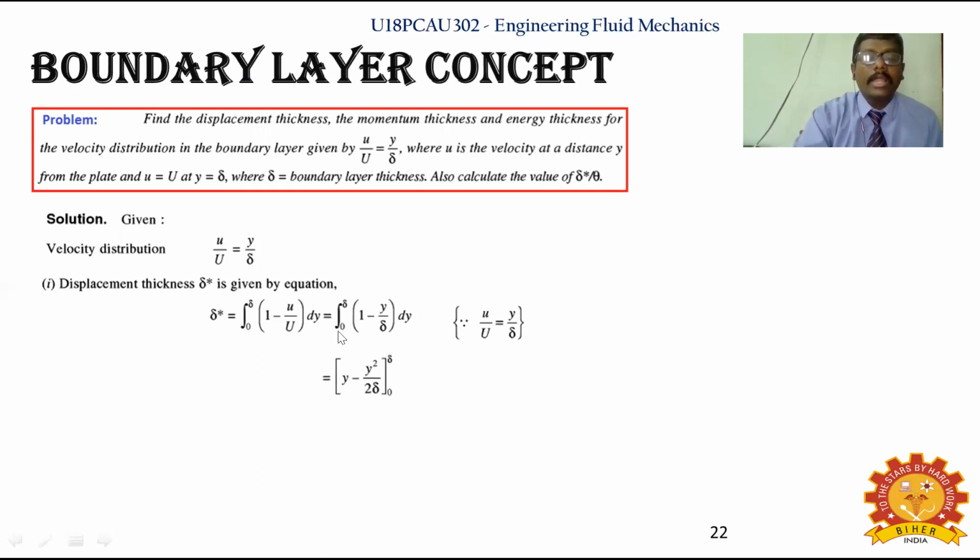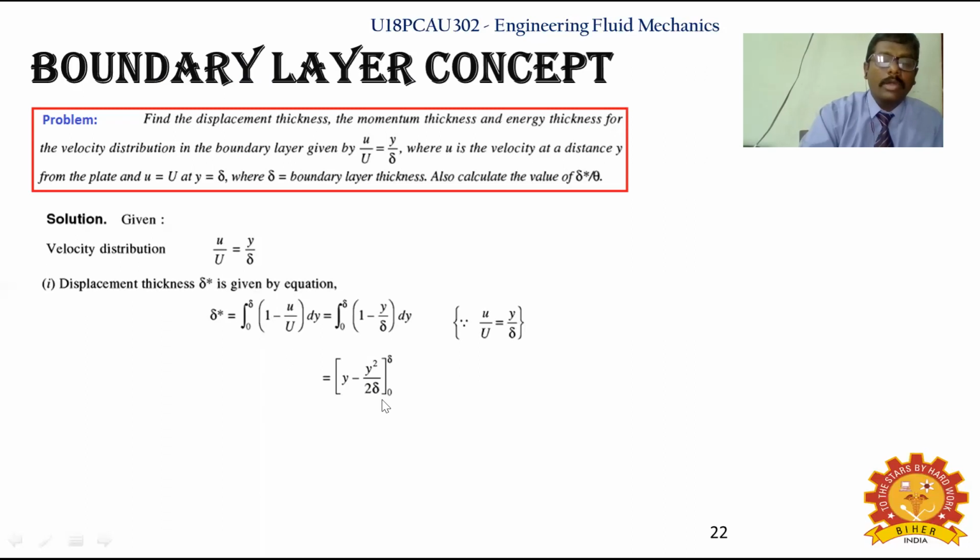Now while you are integrating with respect to y, you have a constant 1, so it will give y. The integration of x power n gives x power n plus 1, divided by n plus 1, plus c. That is, you add one to the power, and n plus 1 comes in the denominator. That is the integration concept. Integrating y gives y square by 2, and integrating 1 with respect to dy gives y.